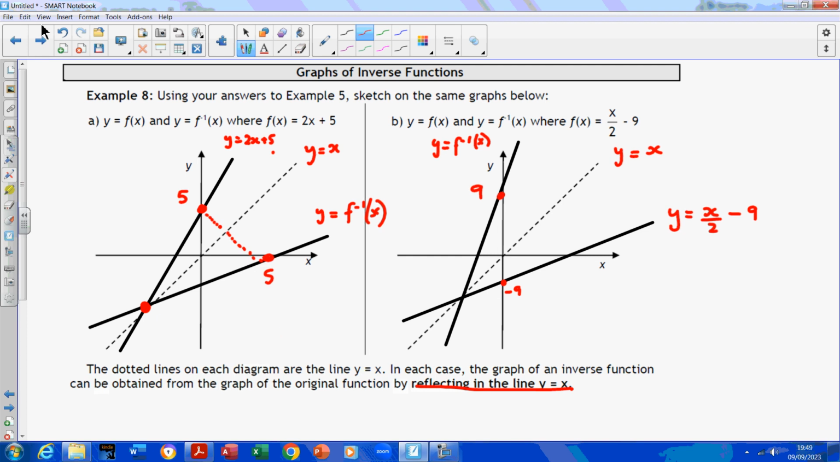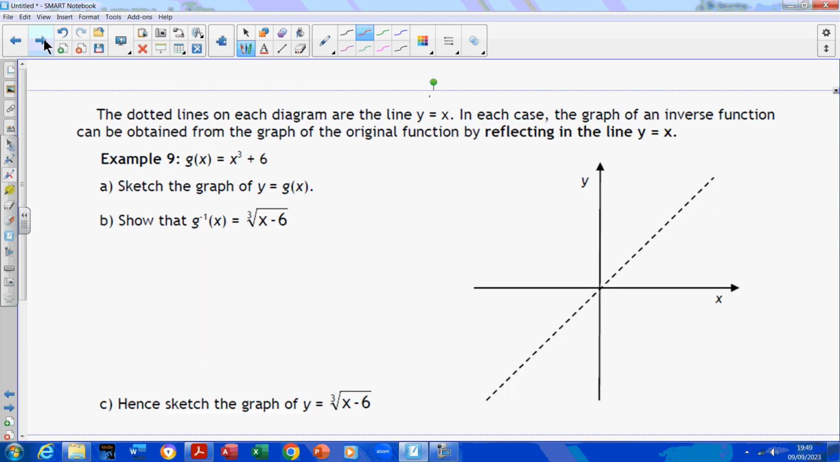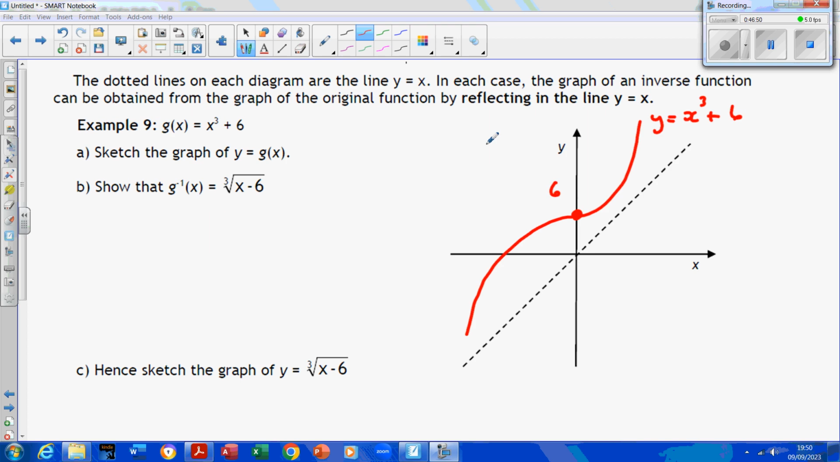Right, there's another one of them we have to do. So the next one we've got is this one here. And I'm going to draw this one out first. Okay, example 9, it says g of x is x cubed plus 6. Sketch the graph y is equal to g of x. Now, the graph of x cubed, that's the graph that looks like a twisted parabola. So it does that. Now, we've added on 6, so it comes up to 6. And again, you'll learn how to draw these at some point in your next topic or whatever. So that's the graph, y is equal to x cubed plus 6.